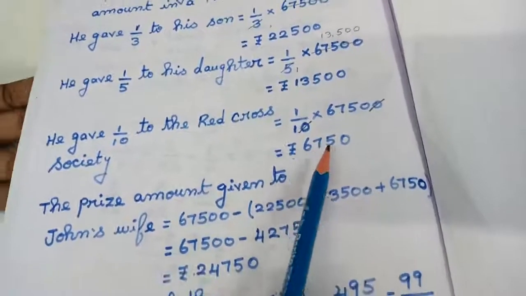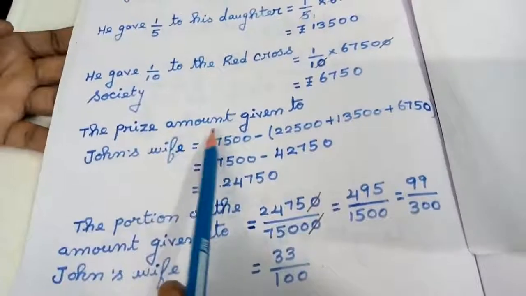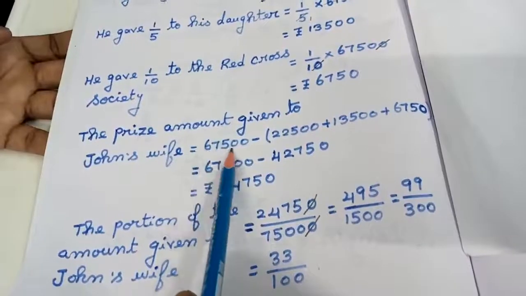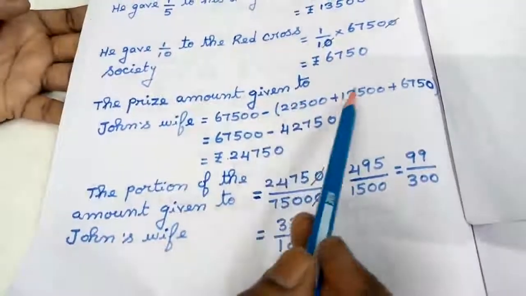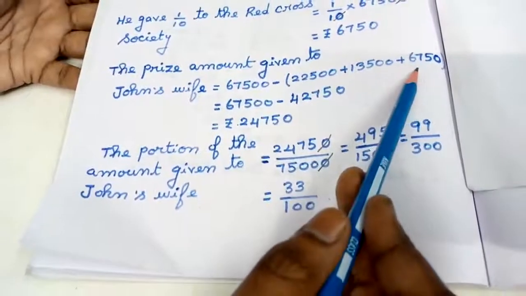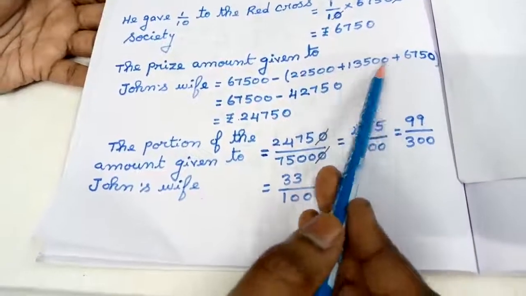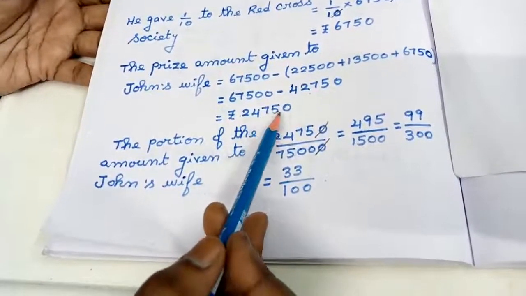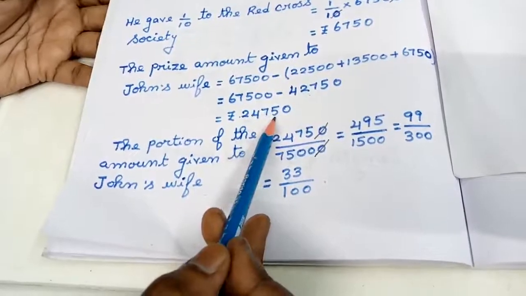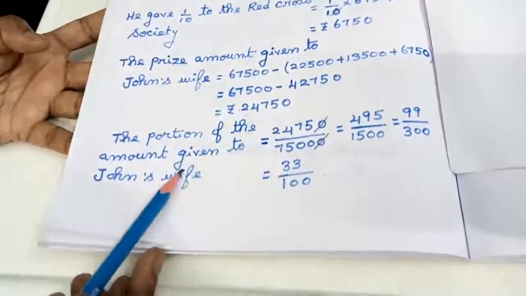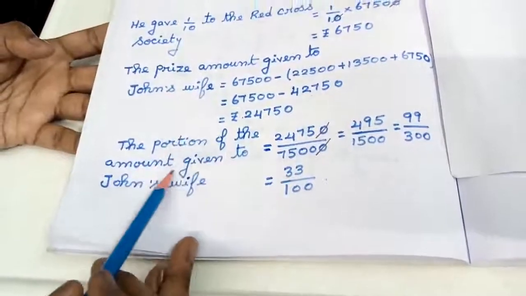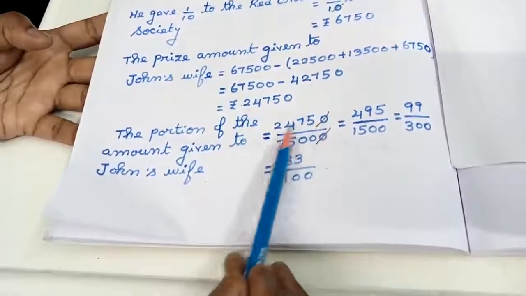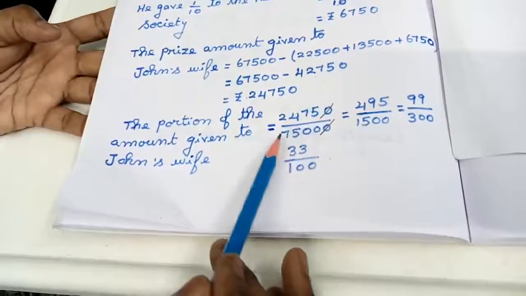So what is the amount he is going to give to his wife? The remaining amount is 67,500, and out of that he is giving the amount to his son, daughter and the Red Cross Society. After subtracting, the remaining amount is 24,750. So this is the amount given to his wife, and if I convert this amount into a fraction, the portion of the amount given to John's wife is 24,750 out of the original total amount of 75,000.